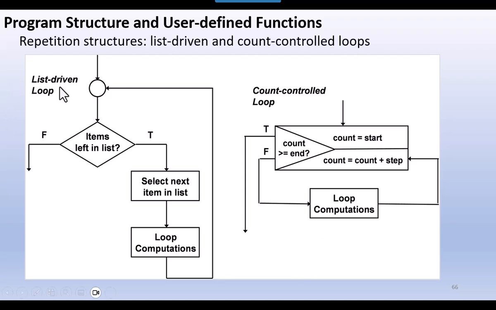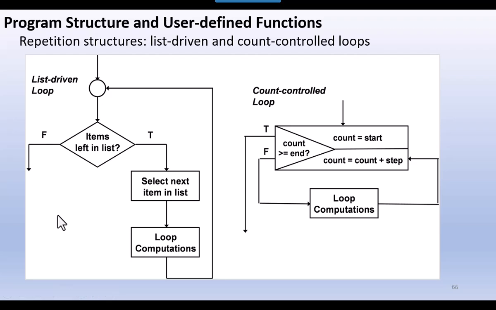The list-driven loop, which is somewhat particular to Python, is that we have a list of items and we check, are there items left in the list that we have not processed? And if the case is yes, then we select the next item in the list, do loop computations, and come back around, and eventually we will have selected all the items in the list and we exit. So that is a list-driven loop.